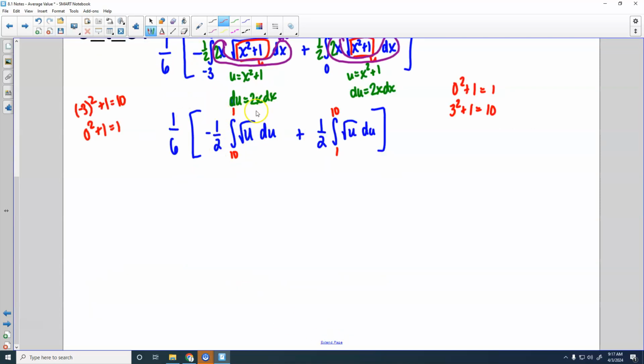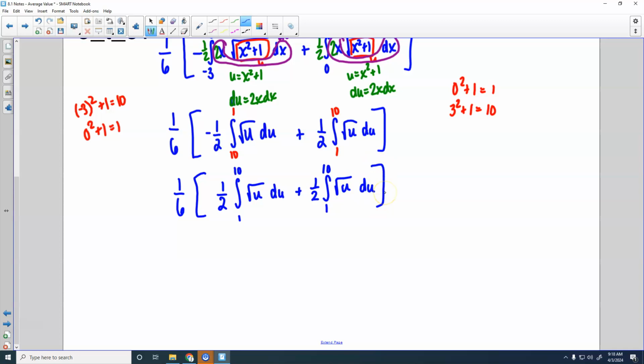Now, what's wrong about this first integral that we've got? It's backwards, right? So if I flip it around, what do I have to do with my limits? If I make this 1 to 10 instead of 10 to 1, it's going to make this negative, but since it's already negative, it actually is going to make it positive in this case. Square root of u plus 1/2 integral 1 to 10 square root of u.